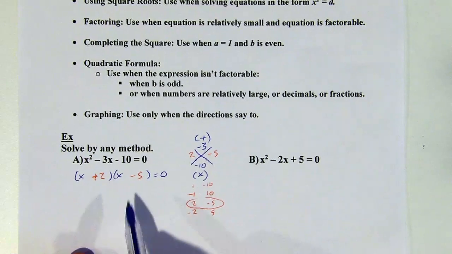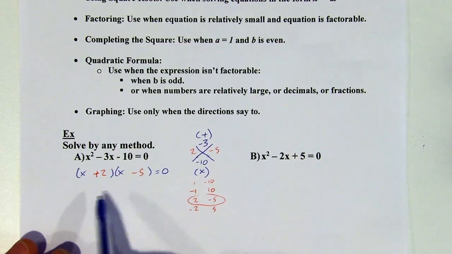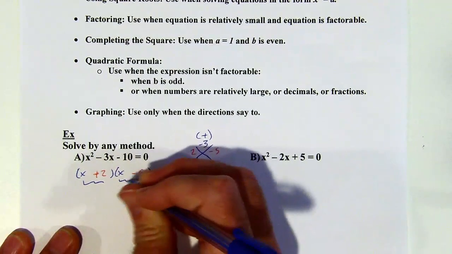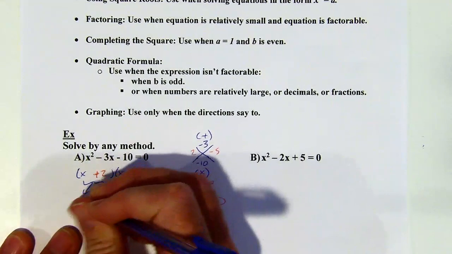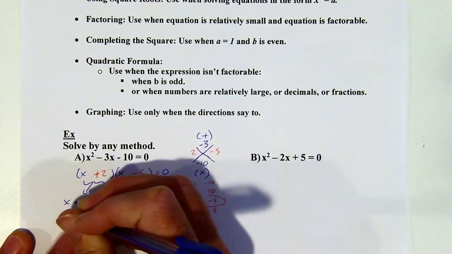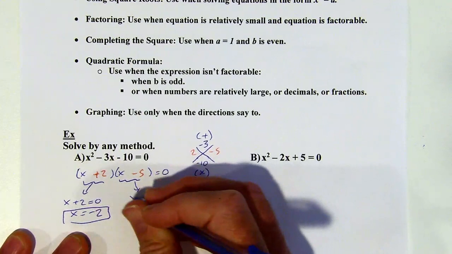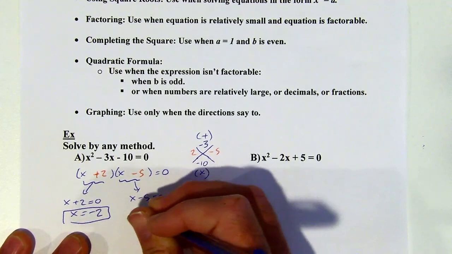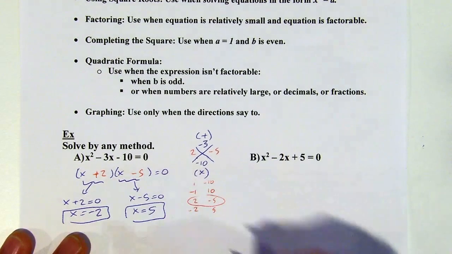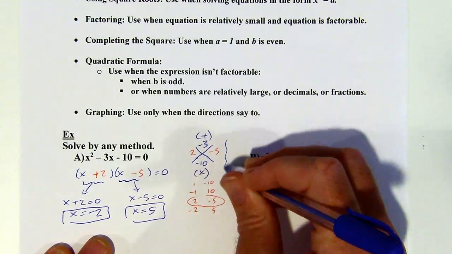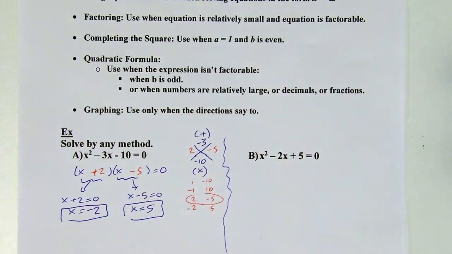And then I can use the zero product property. I have two things multiplied together that equals 0, so either this has to equal 0 or this has to equal 0. So if x plus 2 equals 0, then x equals -2. And if x minus 5 equals 0, then x would equal 5. And I just solved that one, right? So when it's factorable, that goes pretty quickly, and I think that's the best method to use.